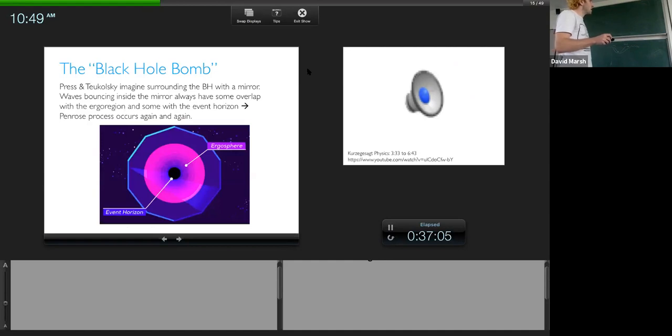So part of the wave goes into the event horizon, but part of the wave that's in the ergoregion picks up an enhancement via the Penrose process. But because this bounces around and around and around, this keeps on going, and eventually the wave will extract a large quantity of the spin from the black hole.